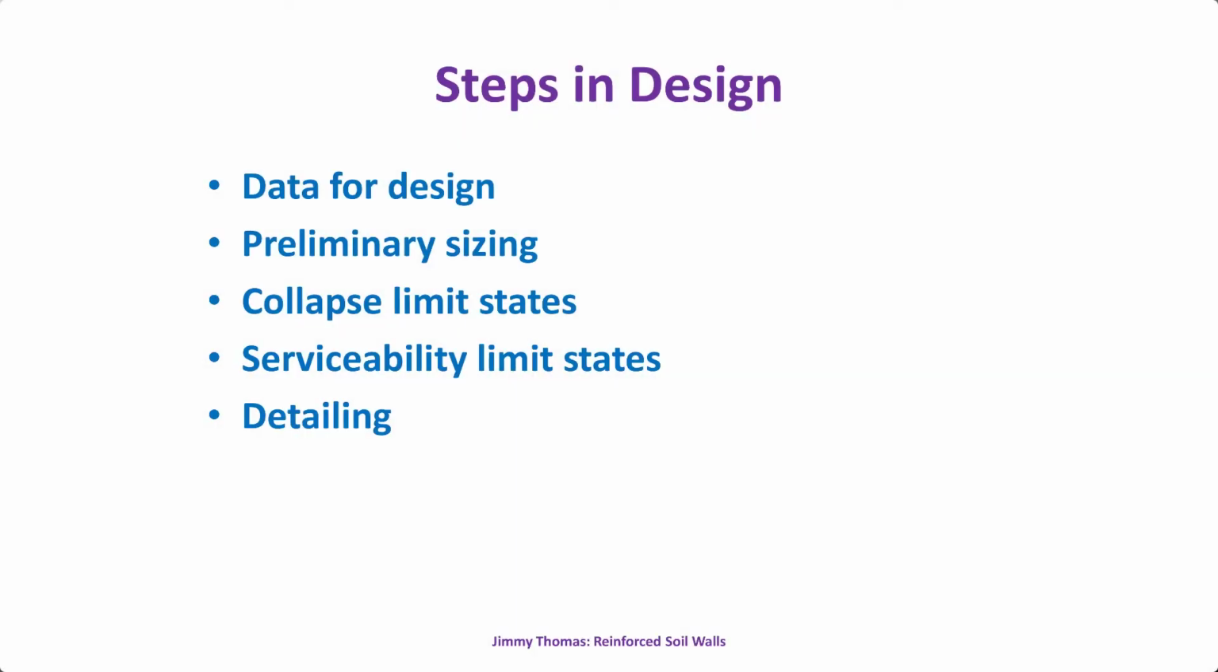Now, coming to what the steps in design are. First, the data: we have to collect the basic data. Then what is known as preliminary sizing. This is a trial and error design. First we have a preliminary cross section, then analyze whether it is safe. Then the collapse limit states, that means failure basically. Then the serviceability limit states, then detailing.